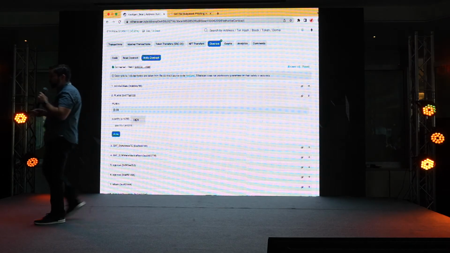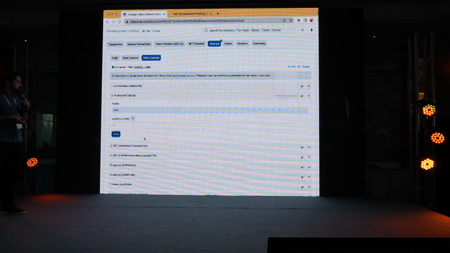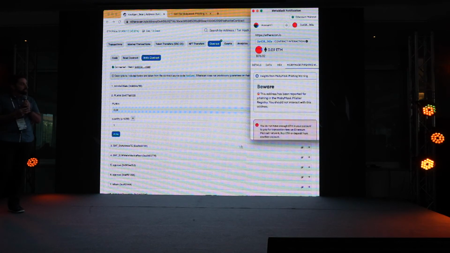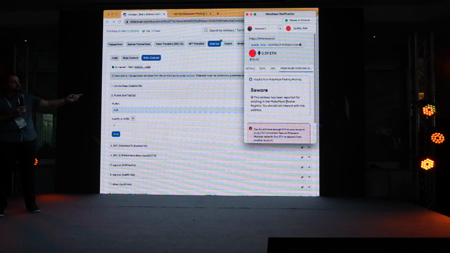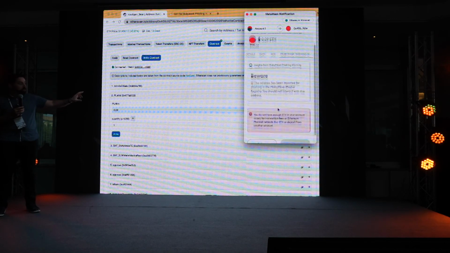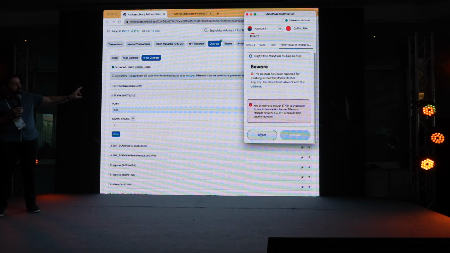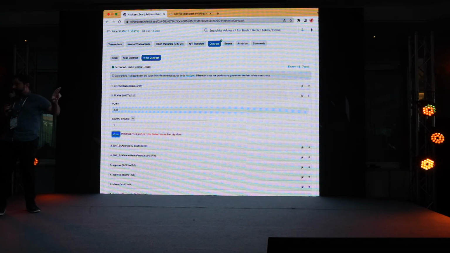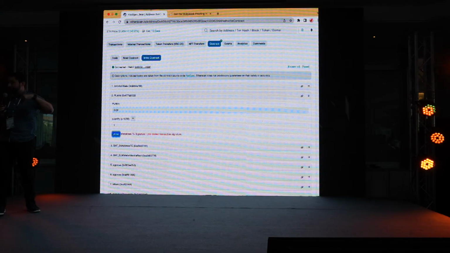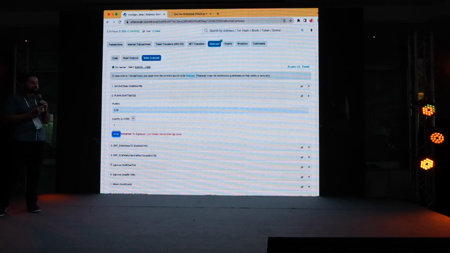So here I'm interacting with a phishing contract, and this is a contract that would steal my funds. But this MobiMask phishing warning Snap is able to show me in the transaction flow, beware, this address has been reported for phishing, so you should not interact with it. Therefore, I saw the warning, I realized I needed to back out, I canceled the transaction, that way I didn't lose my money.